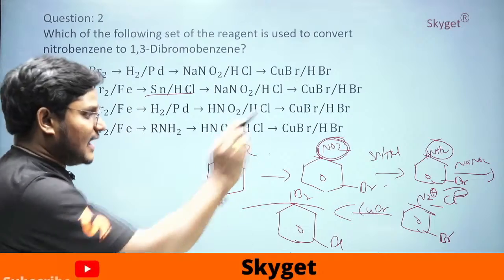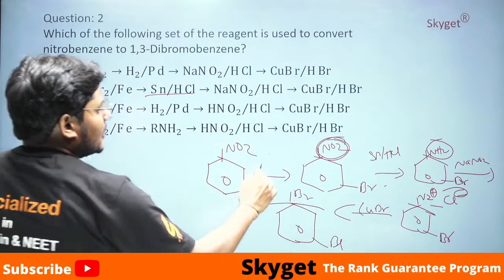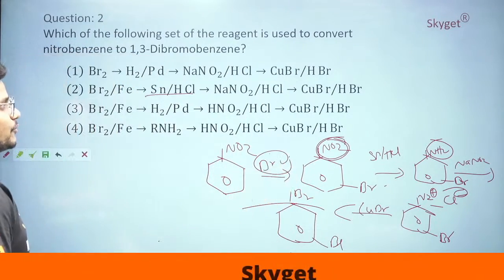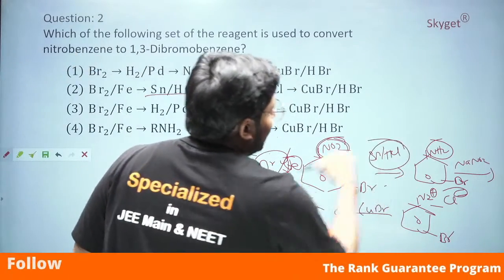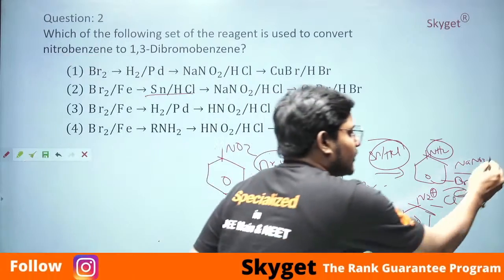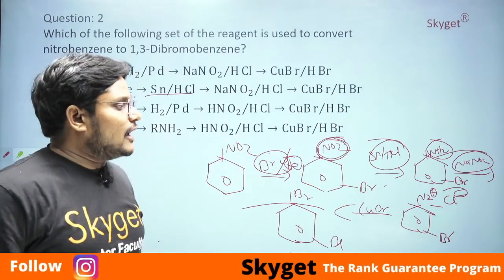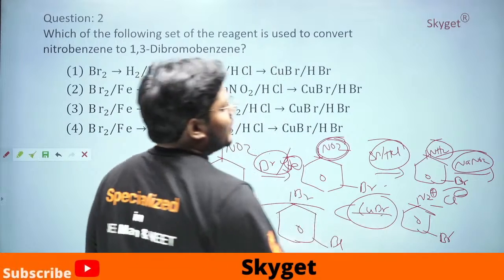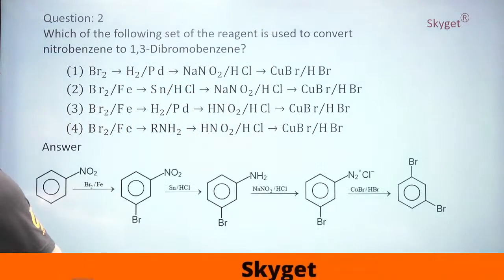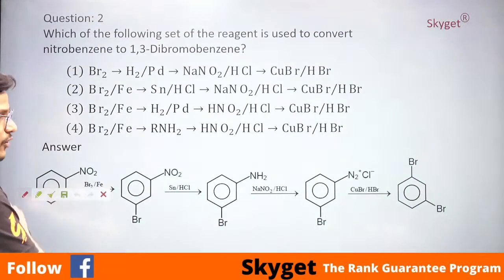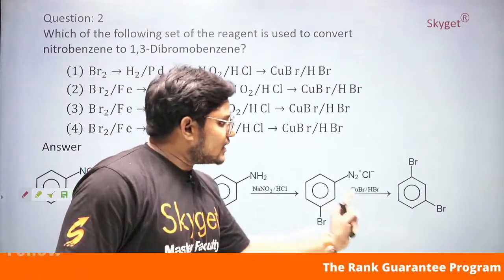So how are you getting that? The first thing you are doing is reacting in the presence of Br2 and Fe catalyst. The second thing is reacting with Sn/HCl, the third is reacting with NaNO2, and the fourth is CuBr. So guess the answer, students. The answer is Br2/Fe, Sn/HCl, NaNO2 and CuBr.